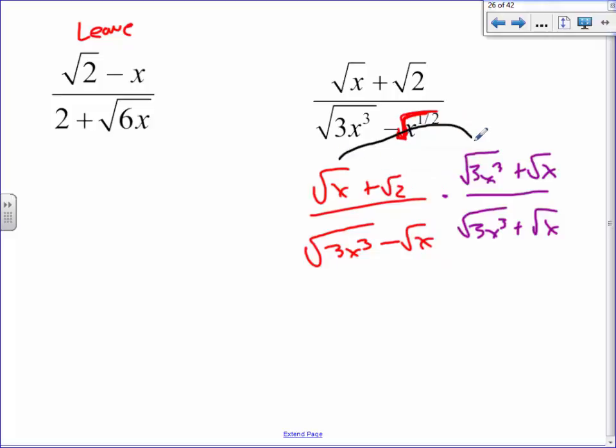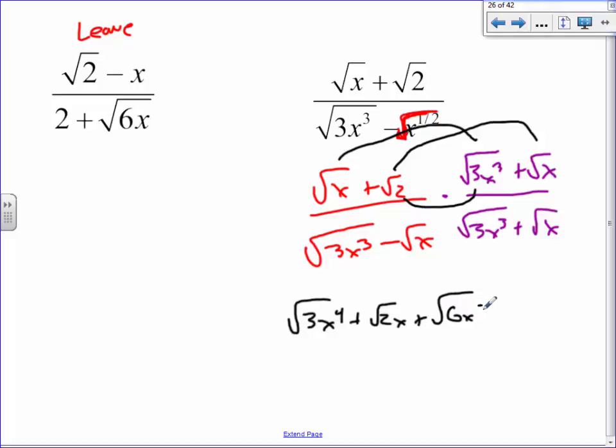If I times this by this, you're going to have a root 3x to the 4. If I do this times this, I'm going to have a root 2x. That one there will give me a root 6x to the 3. And that one there will give me an x squared.